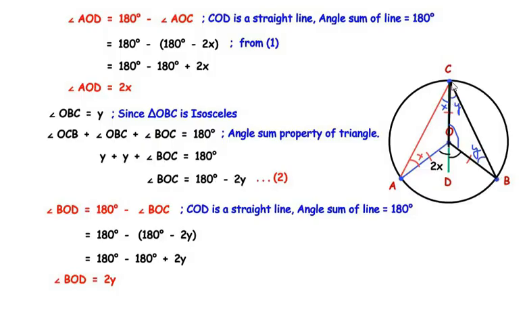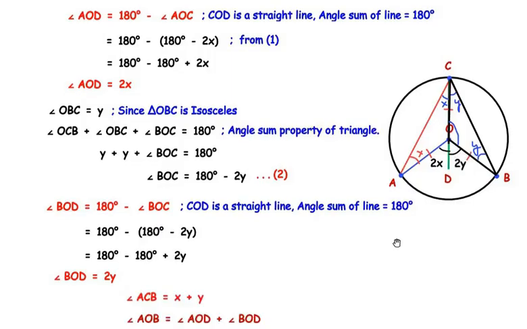Now again, considering the straight line COD, we are going to find out angle BOD by subtracting angle BOC from 180 degrees. So here 180 minus angle BOC is going to be 180 minus (180 minus 2y). Expanding the bracket, we get 180 minus 180. Minus of minus gives us plus 2y. Now 180 minus 180 gives us 0, giving us the value of angle BOD as 2y.